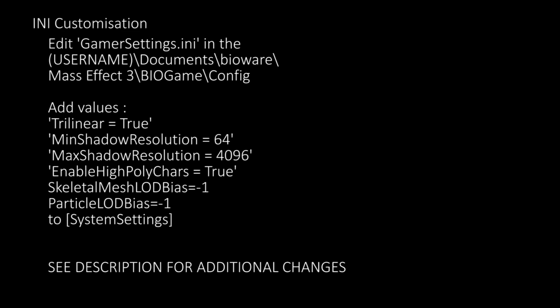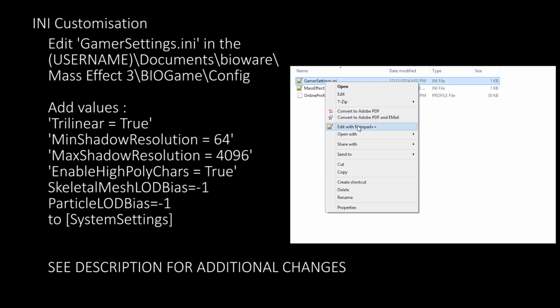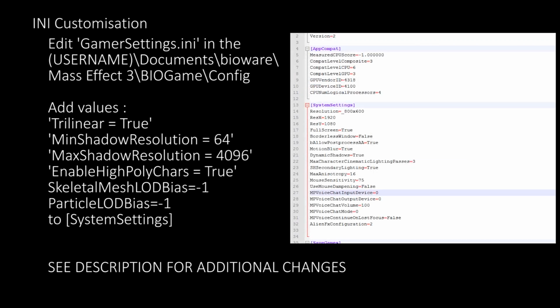This next part involves the more advanced INI modification. First go to the BioWare directory located under your username, then Documents and BioWare. Then open Mass Effect 3, BioGame, and Config. From here open gamersettings.ini in a text editor. Find the System Settings section and add the values listed in the description and the video to the bottom.